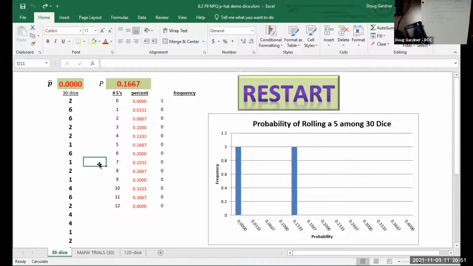We got 0 of them. Does that feel pretty unlikely? That feels really unlikely to me. You're going to get none. But again, that's the idea behind the way statistics work.